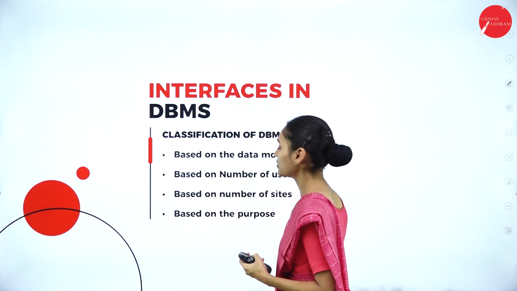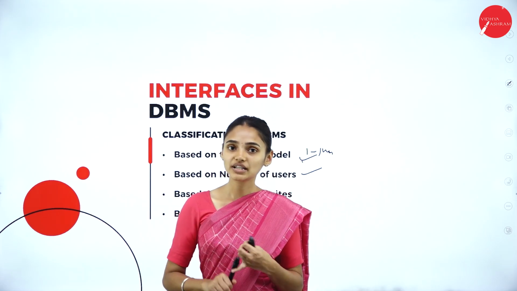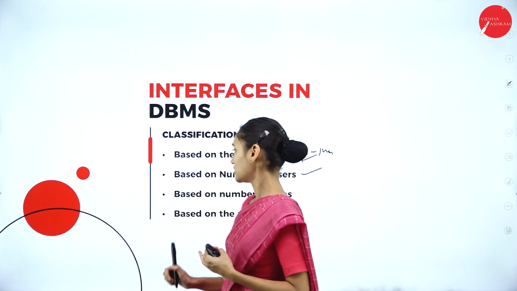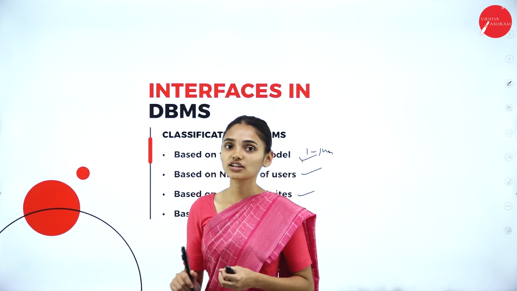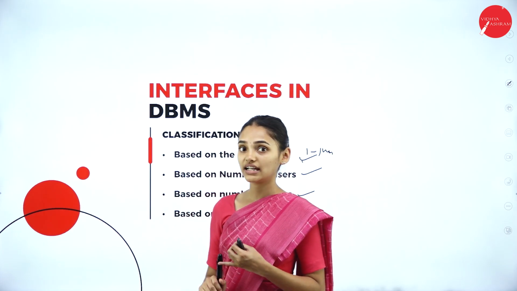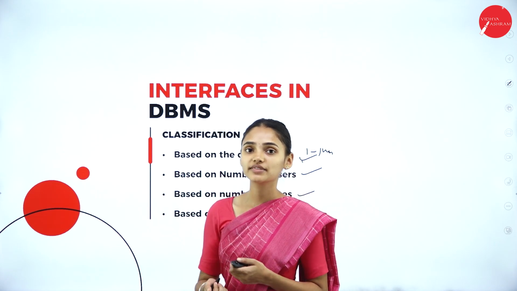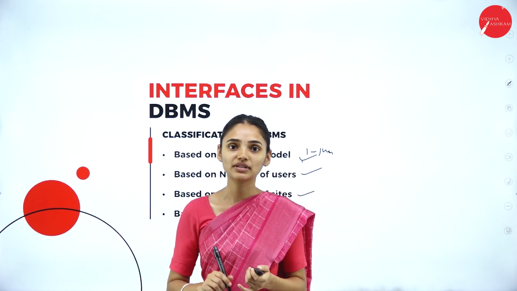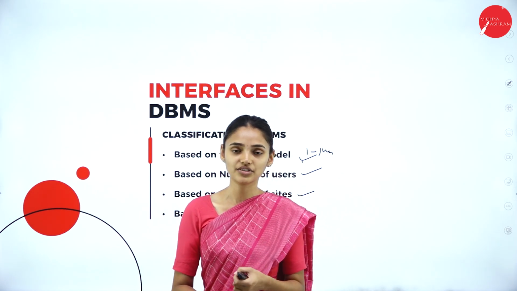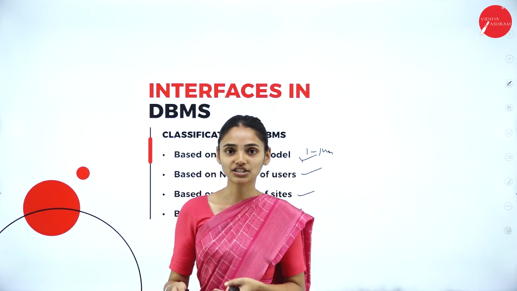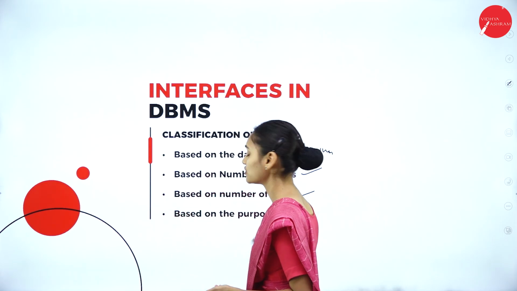So based on the number of users, there are multiple-user and single-user systems. Then based on the number of sites, and the database software they run on, and based on the purpose. Based on the purpose, it includes specific purposes like railway and airline reservation, ATM, and online transaction applications. So this is based on the purpose.